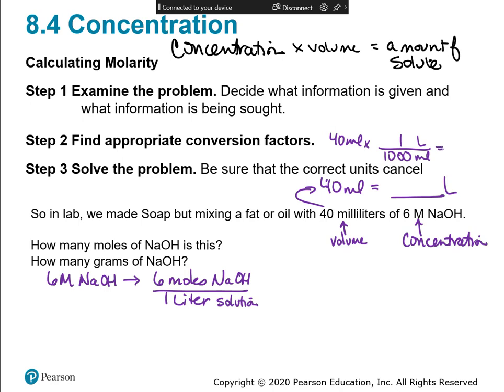So in doing the math for this, you're going to take 40 and divide it by 1,000. So it comes out as 0.040. Right? Decimal place goes to the left by 3.